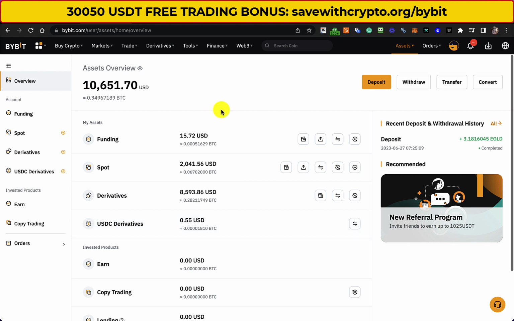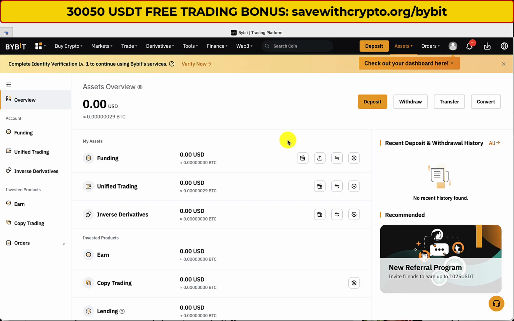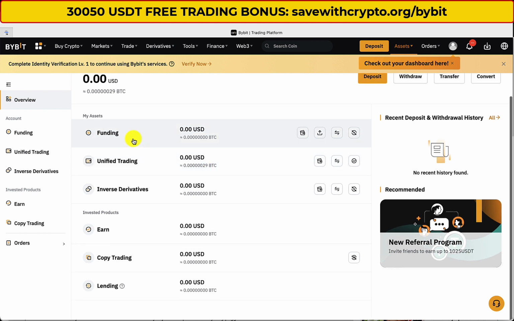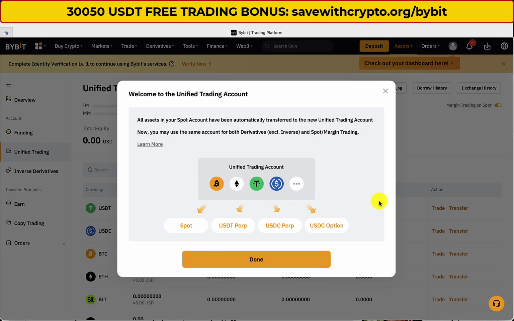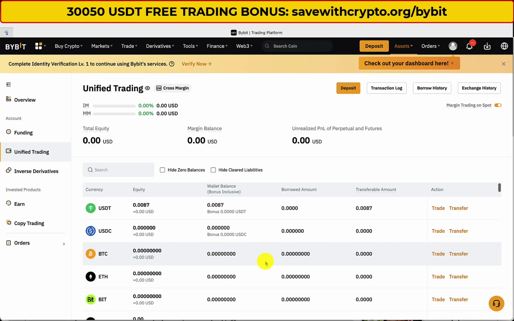Now, if you've got a unified account, this will look slightly different. I have got one I can show you. It's not verified, so I can't use it. Now, when I did my poll the other week, it seems that most of my viewers don't have a unified account, and I don't either. But basically what you have there, you've got your funding, unified trading account, and inverse derivatives. So unified trading, that's where you can use various cryptos for spot trading, USDT Perpetual, USDC Perpetual, and USDC option. I won't comment much more about that because I don't really totally understand how unified accounts work.